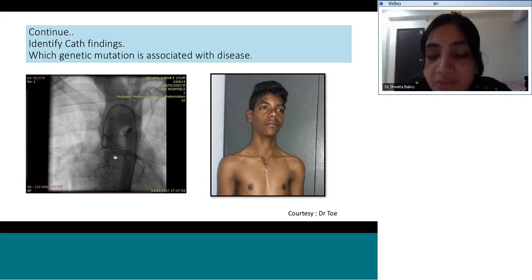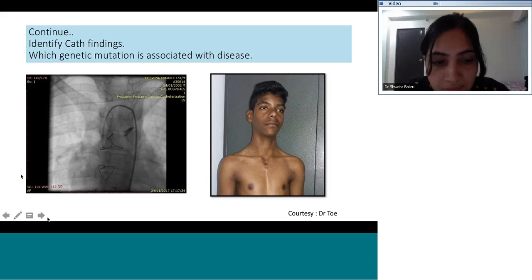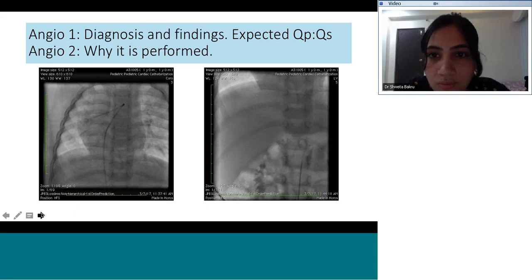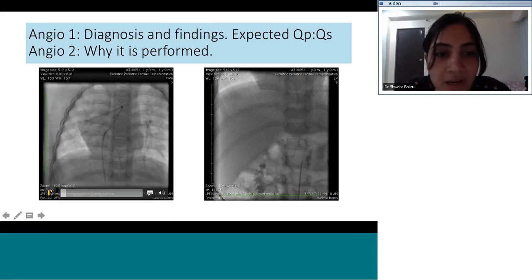So what is the genetic mutation associated with Williams syndrome? Elastin gene, chromosome 7. It is a 7q11 deletion. It is very easy to remember the q11 part because it also goes with DiGeorge syndrome. So this is a trick. DiGeorge syndrome is 22q11. Here it is chromosome 7q11 and the elastin gene. Very good. Now let us take this angiography.